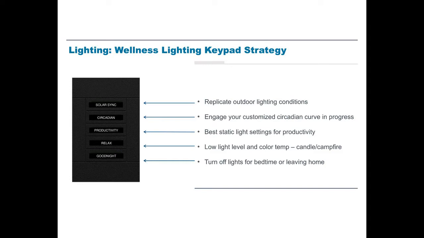Top button, solar sync, to replicate outdoor lighting conditions in real time. If the weather's bad outside, perhaps we go straight to the circadian scene and join the customized circadian lighting curve in progress. A productive day may dictate that we jump straight to the static productivity scene. After work, we may go back to the circadian scene, and after dinner, directly to the relax scene with low light levels and color temperatures similar to that of a flickering candle or campfire.